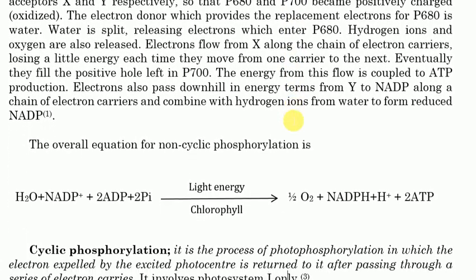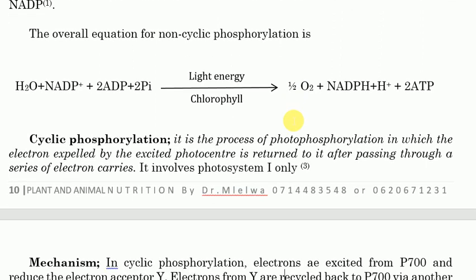The overall equation for non-cyclic photophosphorylation can be seen like this. We have water, we have oxidized NADP, and then we have 2 ADP and inorganic phosphate. In the presence of light energy and chlorophyll, we get half a molecule of oxygen, reduced NADP, and ATP. ATP and reduced NADP are important for the dark reaction of photosynthesis, but the oxygen is released as the byproduct of photosynthesis.